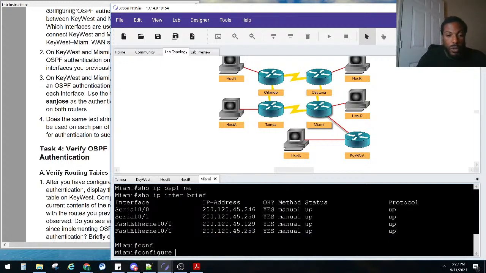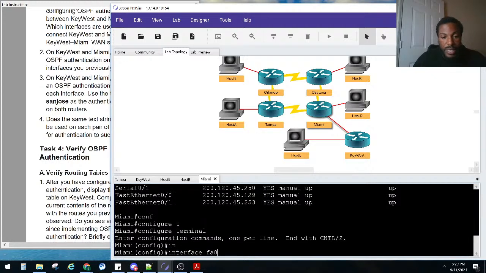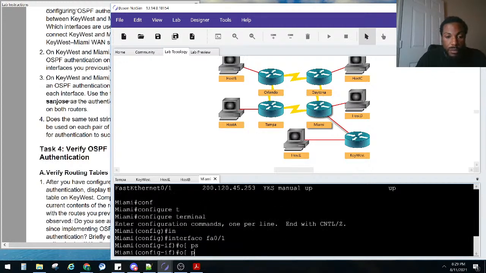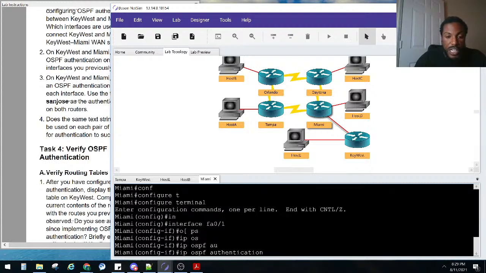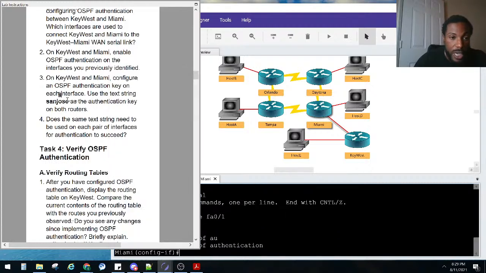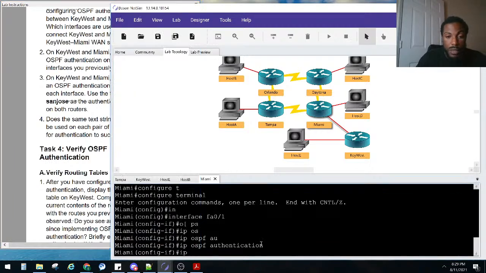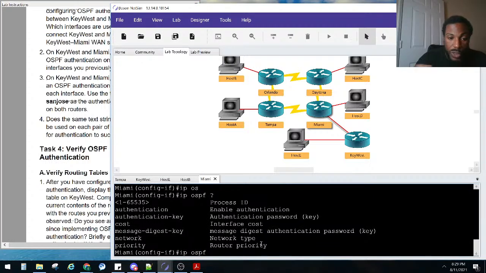So we go to global config mode, interface FA0/1. We say IP OSPF. My bad. IP OSPF authentication, that enables the authentication, but they also said to put in the text string San Jose. And how we do that, we just put in IP OSPF question mark, and we'll see authentication key. So this enables authentication, and then this allows you to put the password in, right?